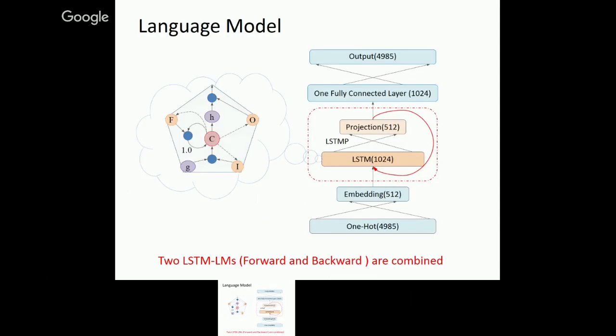Finally, the language model. We use the conventional LSTM language model, LSTM plus projection layers, and we also use one fully connected layer to the output. Here we use 2 LSTM language models. One is forward, modeling the text from left to right, and the backward LSTM from right to left. We can have 2 models, then the recognition can be combined at the lattice level.